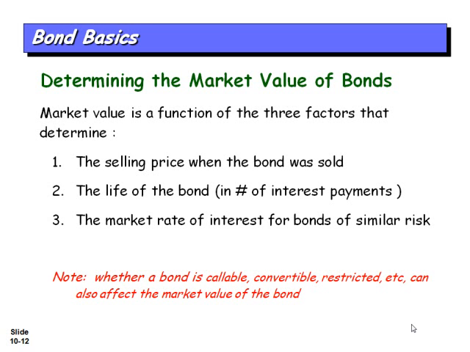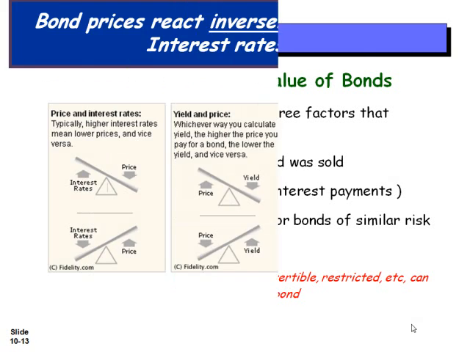Market value of the bond. Market value is a function of three factors that determine the selling price of the bond. So as the market fluctuates, if the market is not exactly equal to the contract rate, the bond will not sell at face value. It will either sell at premium or discount. So three major factors: life of the bond, the selling price when the bond was sold, and the market rate of interest, again for investments of similar risk.